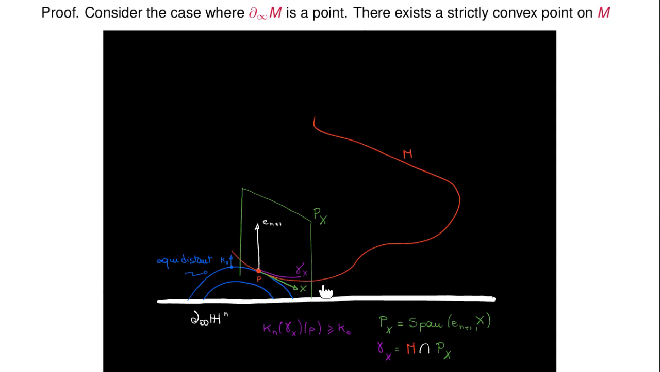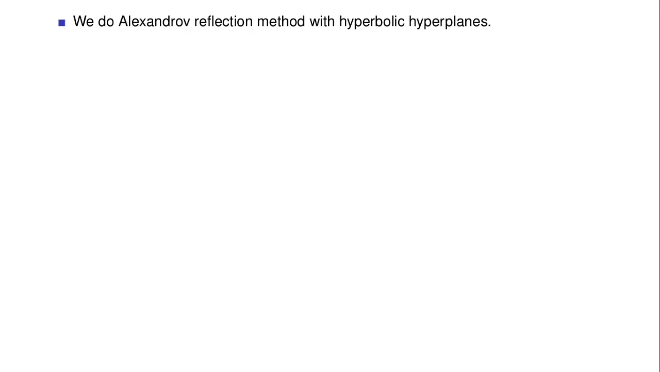for the position in the space that the curvature of this gamma x is larger or equal than K0. And as you can do it for any tangent direction, you see that P, in fact, is a strictly convex point. So now we can use the maximum principle, and we will do Alexandrov reflection in order to prove that your hypersurface is a Eurosphere.